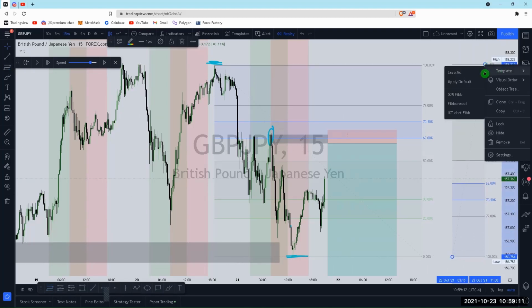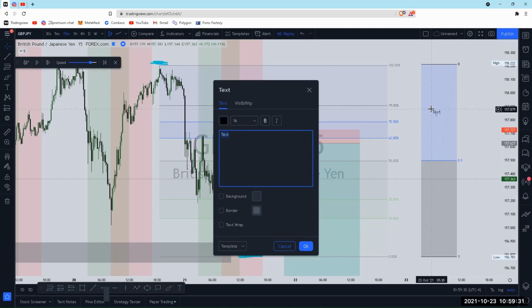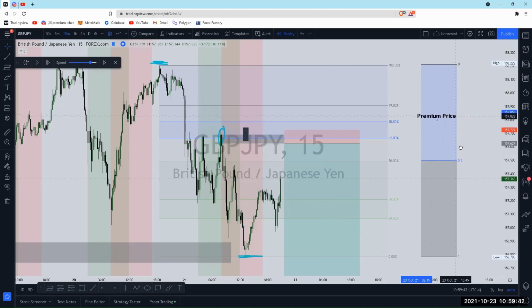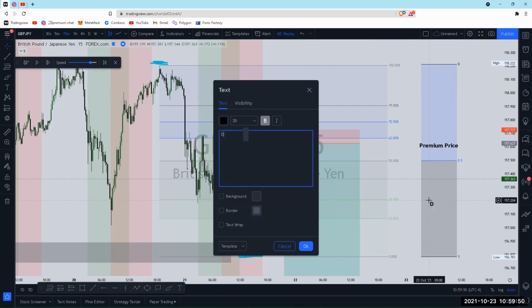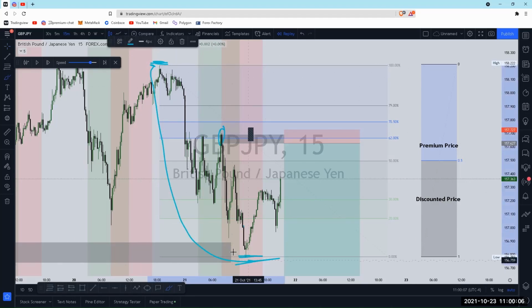So let me do this. This right here is basically just measuring this price swing and splitting it in half, 50%. Anywhere from this area up would be considered a premium price. Anywhere from 50% down here would be considered discounted price. And this is your dealing range from here to here.